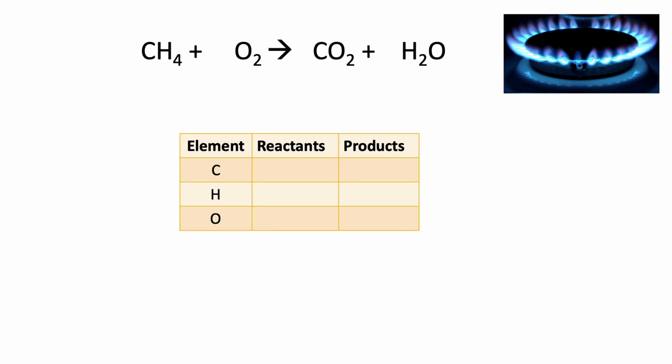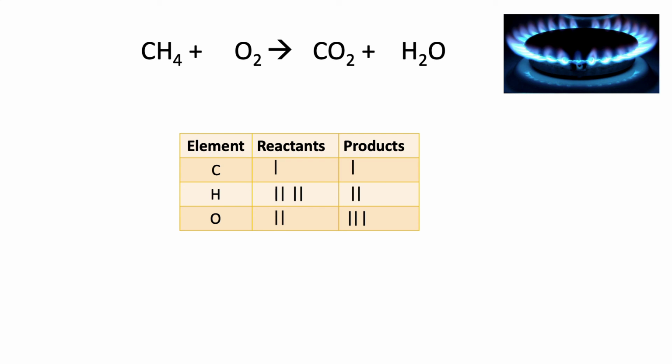So again, we're going to start off with our table. We have carbon, hydrogen, and oxygen. Our first reactant is methane. That's 1 carbon and 4 hydrogens. And then our next reactant is oxygen gas, and that has 2 oxygens. And then on our product side, we have carbon dioxide, which is 1 carbon and 2 oxygens, and water, which is 2 hydrogens and an oxygen.